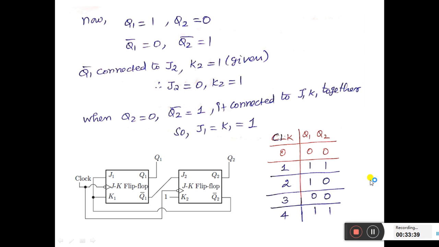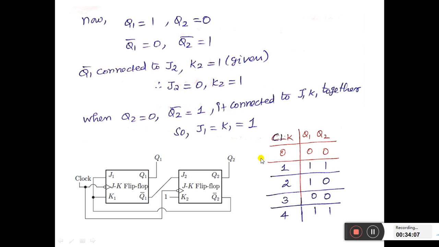Now if I apply clock 3, when clock 3 is applied, J1 K1 equal to 1 means the output is toggled. Already 1 is there, that is toggled, that becomes 0. When J2 equal to 0, K2 equal to 1, now Q2 is reset. Already this is 0, again it is 0 only. So after the third clock pulse, I am getting 0 0.